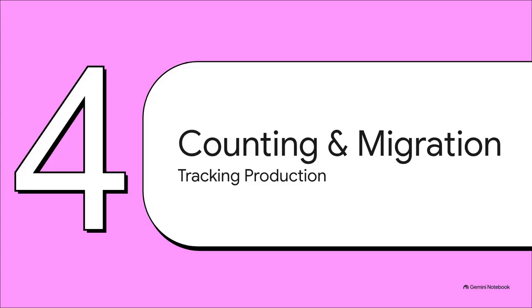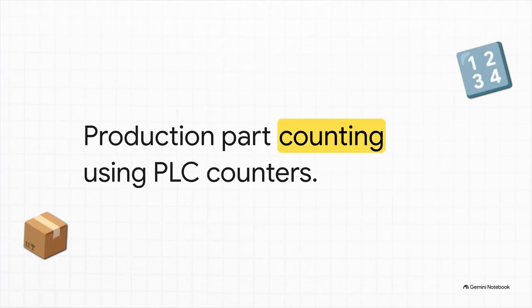Section 4. Counting and migration logic. Now we're shifting gears from just moving parts to tracking production and managing the software itself. Next up is the Production Parts CNT or Count project. Picture a real-world scenario of freshly manufactured boxes moving swiftly down a conveyor belt. This logic uses PLC counters to perfectly tally those boxes every single time they break a sensor beam. It ensures accurate inventory and production tracking right at the machine level, with zero human intervention required.